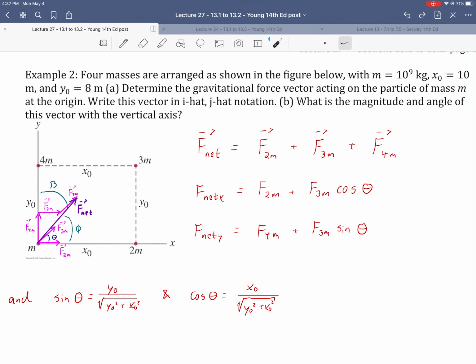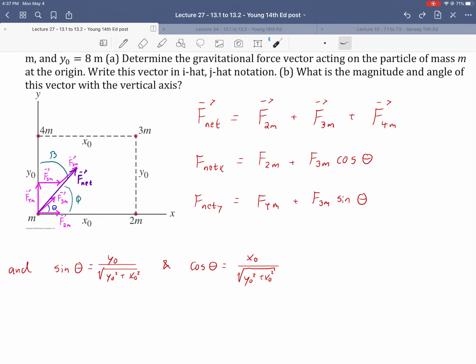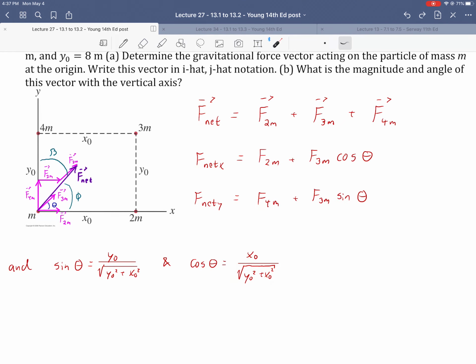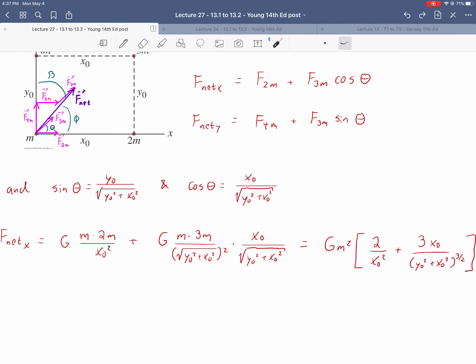So this is sine theta expressed as opposite over hypotenuse. This is this theta, of course. Opposite over hypotenuse would be y over the hypotenuse. And then cosine theta is going to be adjacent over hypotenuse, of course, just x naught over the hypotenuse, which comes from the Pythagorean theorem.